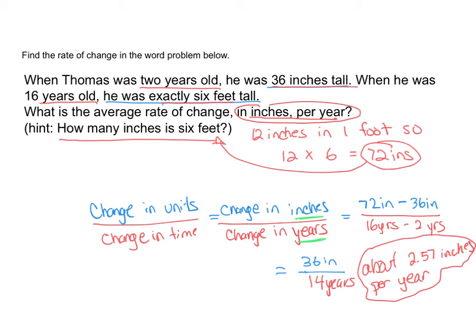So because I want a positive number, because I do not want my change to go down, my change is increasing, I'm going to start with my end result. So my end result was 72 inches. So 72 inches minus the 36 inches over 16 years minus 2 years. So when I get 36 over 14 and I divide, I get approximately 2.57 inches per year, saying that every year from 2 until 16, Thomas grew 2.5 inches.